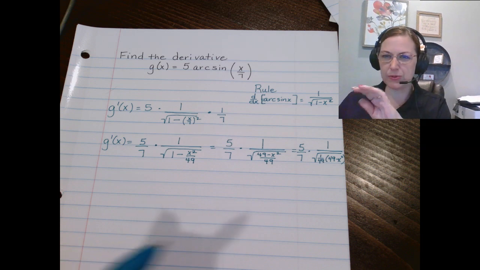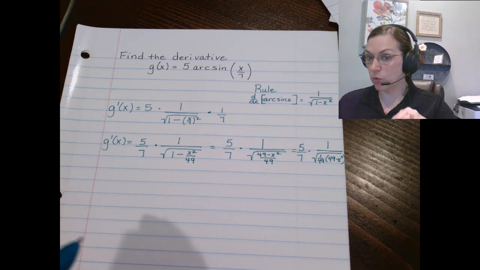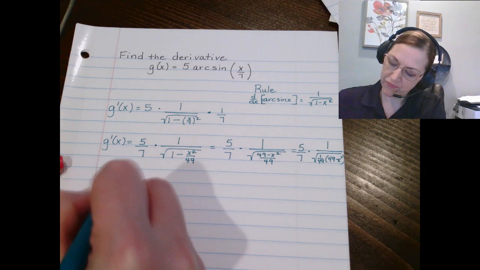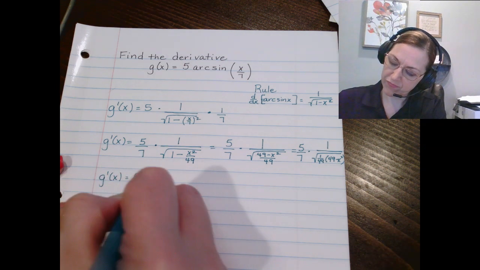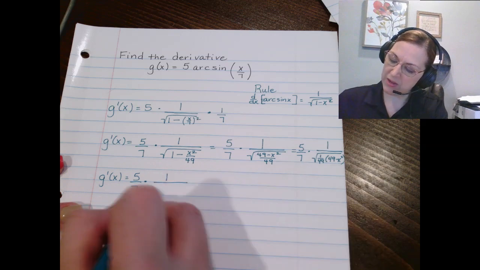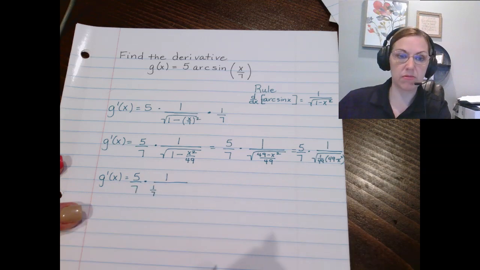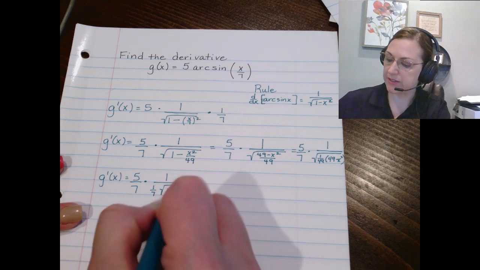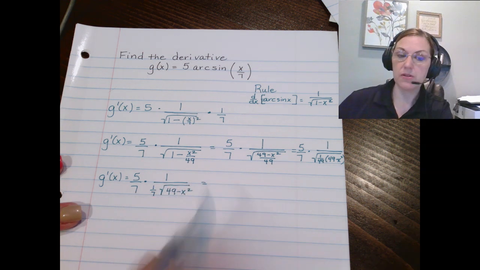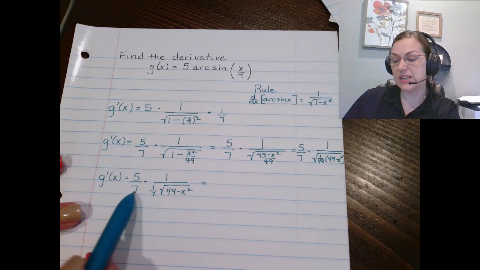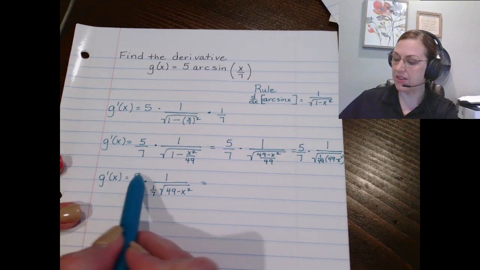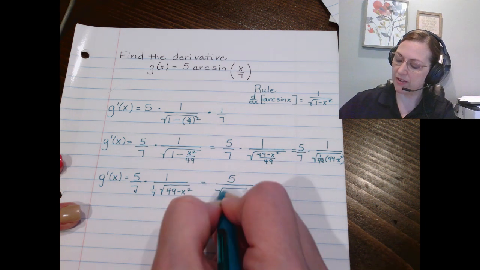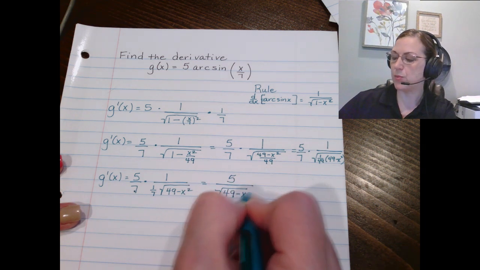That's going to help you see you can actually take the square root of that 1/49, and that would be 1/7 now. And then still under the radical, I've got the 49 minus x squared. Okay, now the 1/7 times 7, of course, is going to give you 1, and the 5 times 1 will be 5. And so I get 5 over the square root of 49 minus x squared.